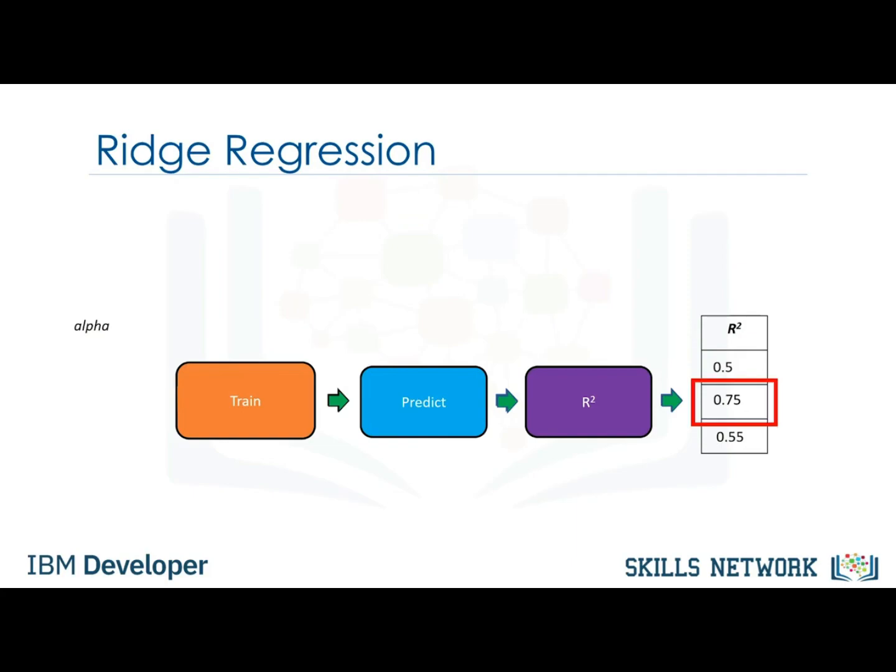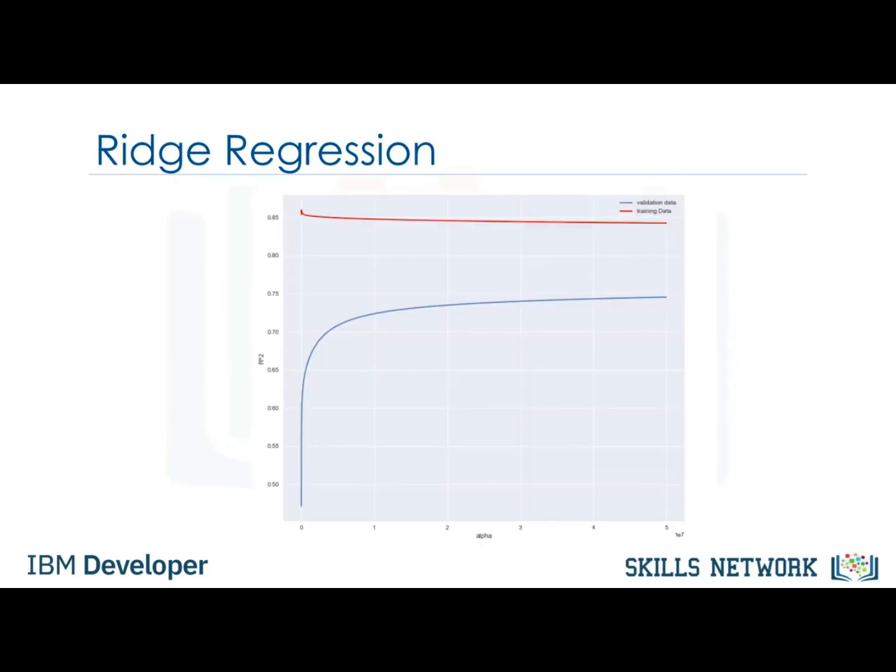Note that we can use other metrics to select the value of alpha, like mean squared error. The overfitting problem is even worse if we have lots of features. The following plot shows the different values of R-squared on the vertical axis.